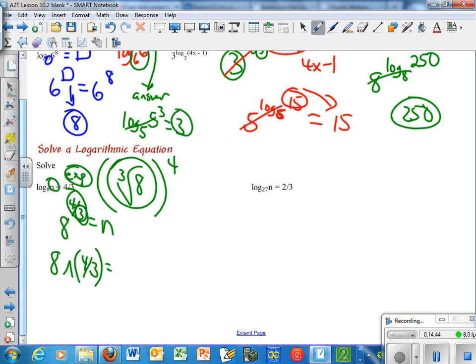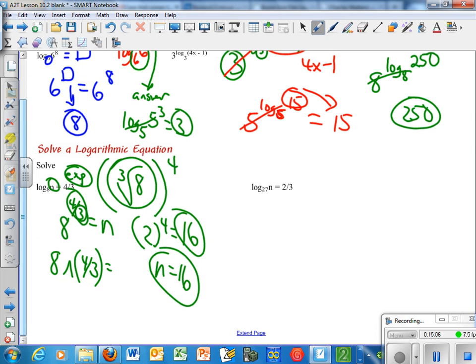Well, the cube root of 8 is 2. So I want to take 2 to the 4th power. So my answer for n is 16. You take the cube root of 8, because that's the bottom number in the rational exponent, and then you raise it to the 4th power. So it is 16. The log of 16 in base 8 is 4/3. And you'd get that on your calculator if you actually did this right here.